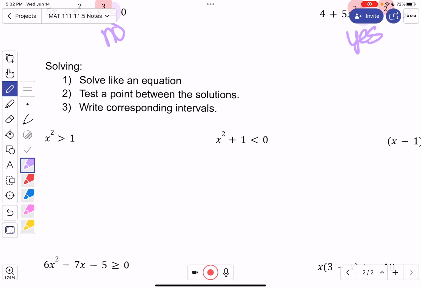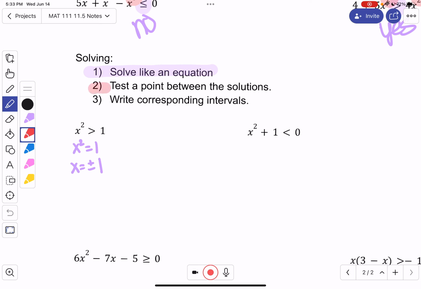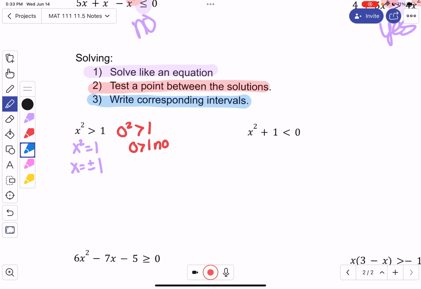All right, 3 steps to solving. Step 1, solve like a regular equation. So if I had this one, x squared equals 1, I take the square root of both sides, so I get x equals positive or negative 1. Then you test a point between the solutions. So 0 is between negative 1 and 1. So I plug 0 in. Is 0 squared greater than 1? The answer is no. That lets us write our intervals.